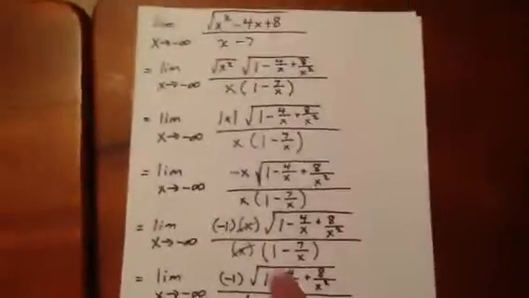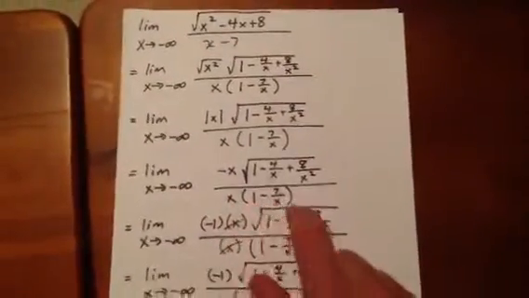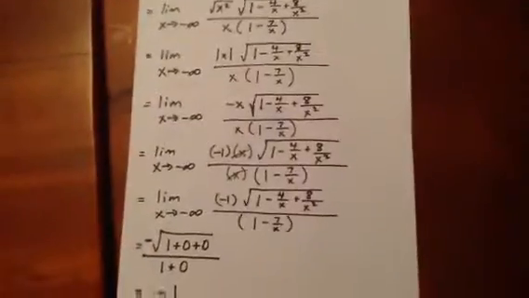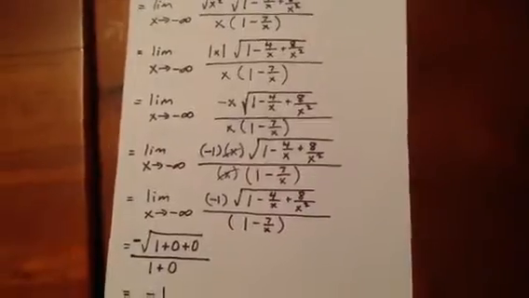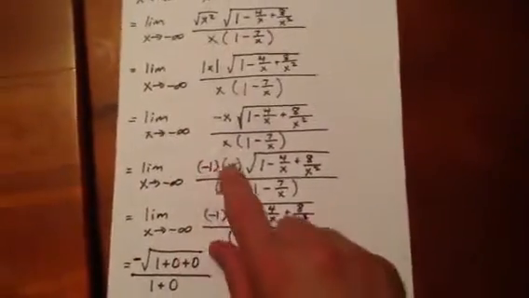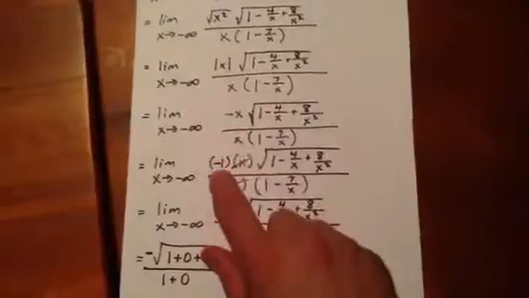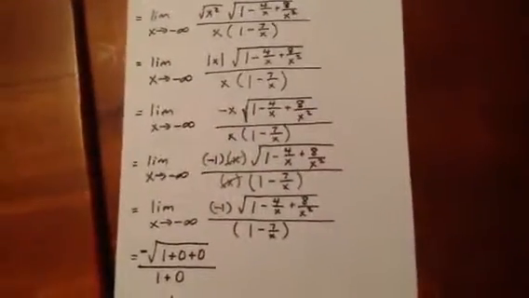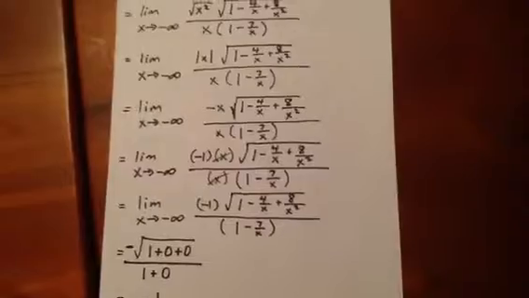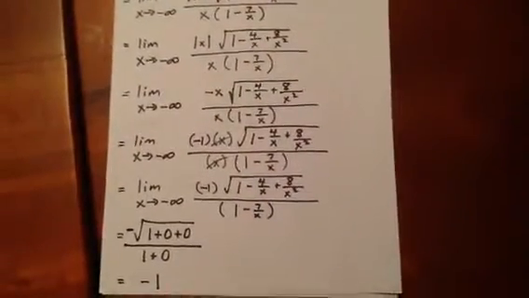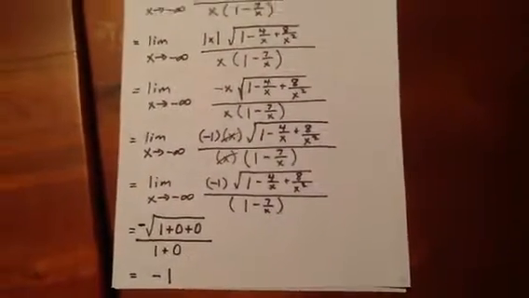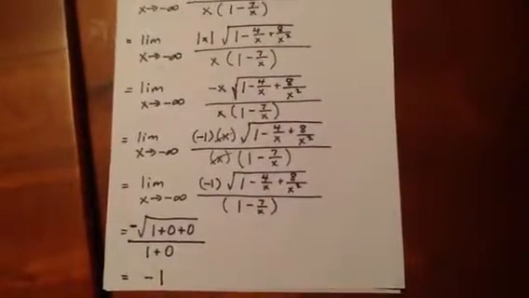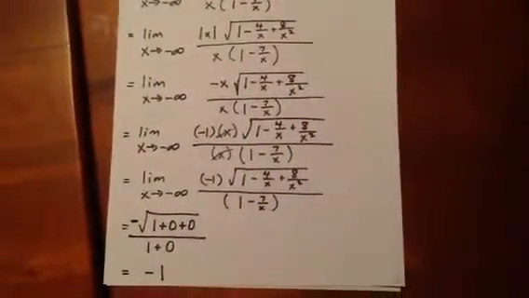In the denominator, we have x times 1 minus 7 over x. Well, in the next line, as you see in green, we factor negative 1 out of negative x, and we're left with negative 1 times x. Negative x becomes negative 1 times x. And in the denominator, we have a factor of x, and so we're able to cross those out, and we have the limit as x goes to negative infinity of negative 1 times that radical over 1 minus 7 over x.